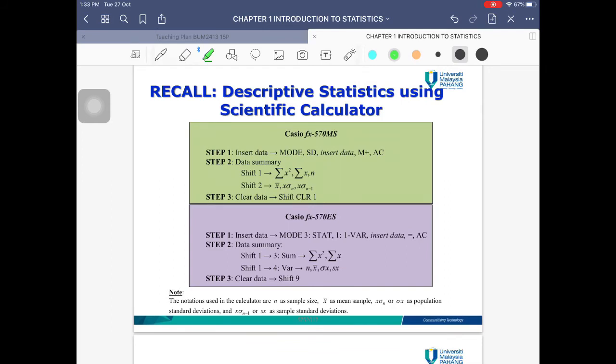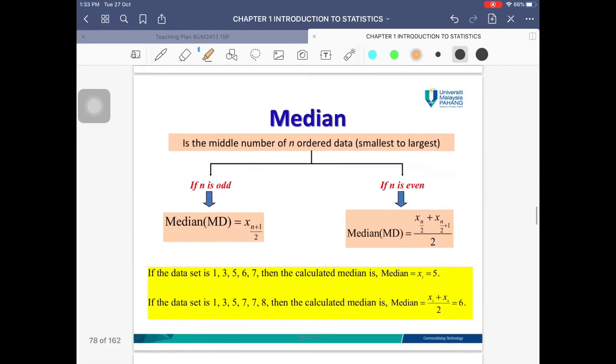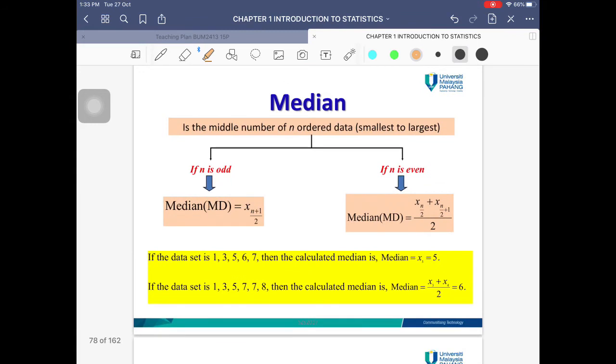Okay, if you want to use your calculator to find the mean value, you don't have to add everything up. All you have to do is key in the data and you can get the mean value from your calculator, and it's going to be x bar. And for the case of mean, the value of x bar and mu is going to be exactly the same because they use the same formula.